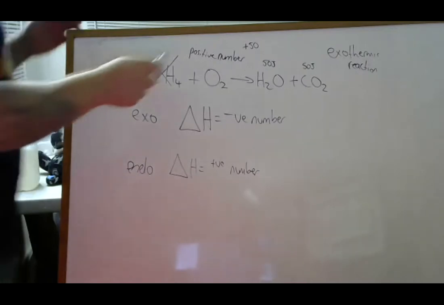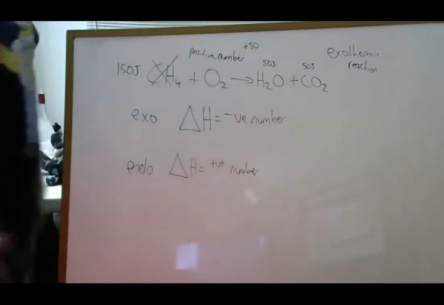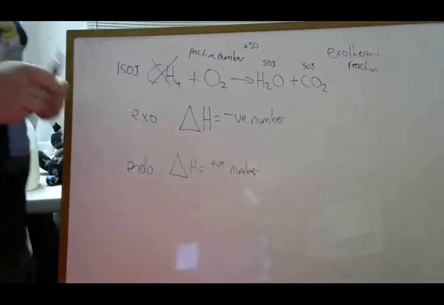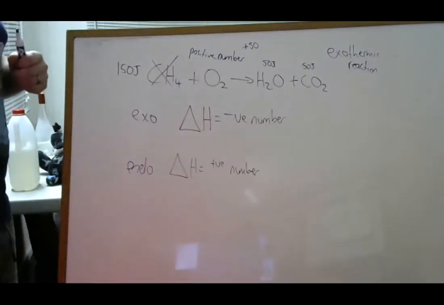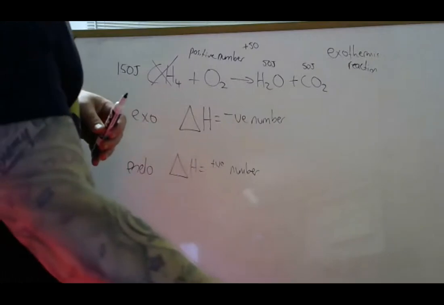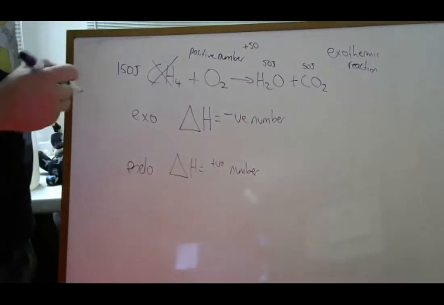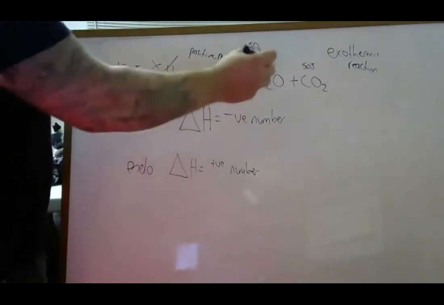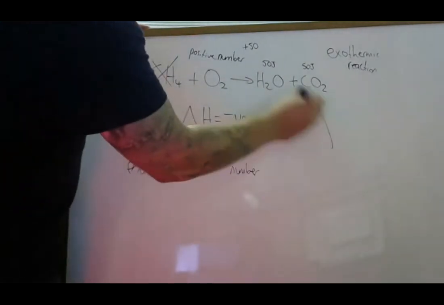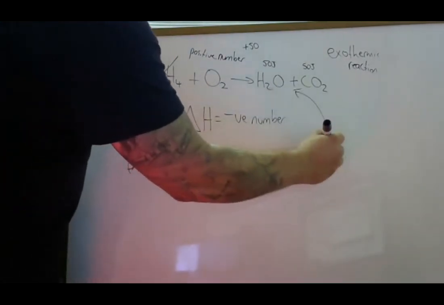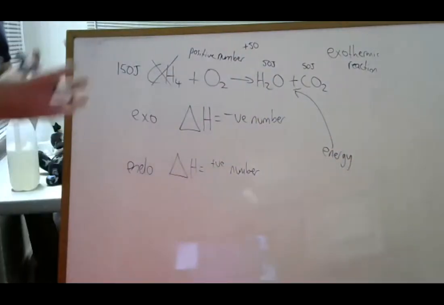So on this side, this reaction would suck in 50 joules of heat from its surroundings because it needs another 50. Remember that pesky conservation of energy? This needs to balance. That's why it's endothermic. It pulls energy in from its surroundings in order to form the bonds.